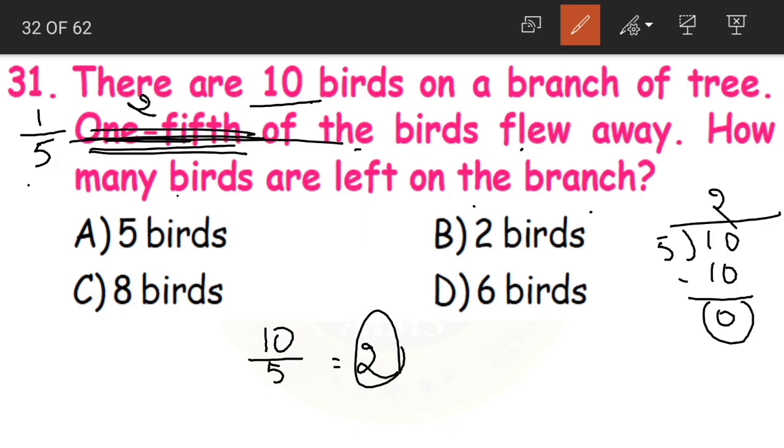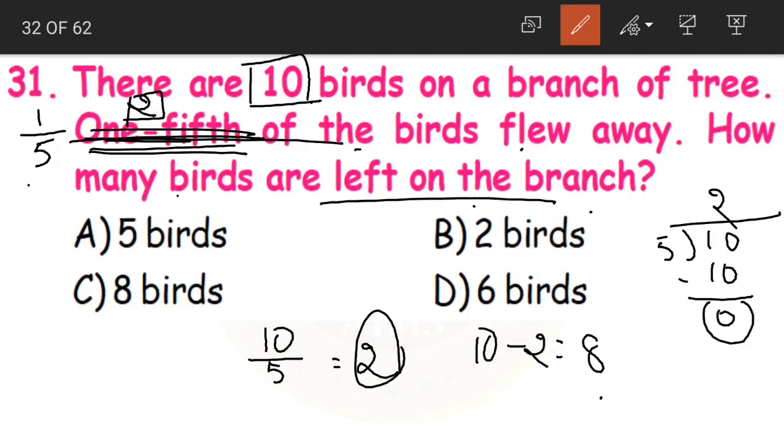Now how many birds are there left in the branch? It is easy to solve it. There were 10 and 2 flew away. So 10 minus 2 is equal to 8. 8 of the birds are left on the branch. Option C, 8 becomes our correct answer.